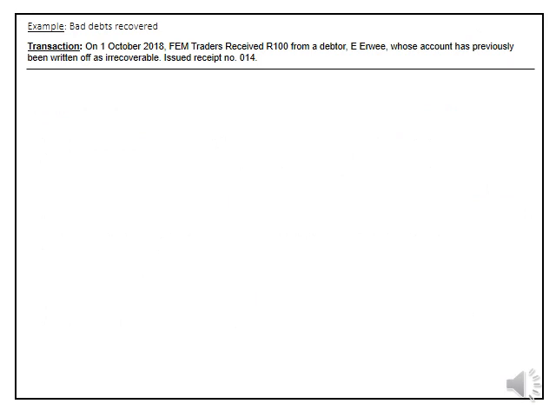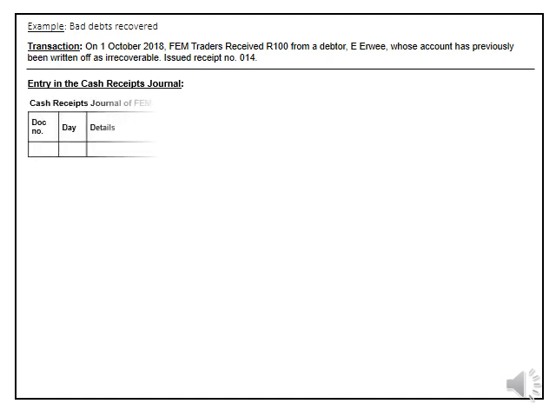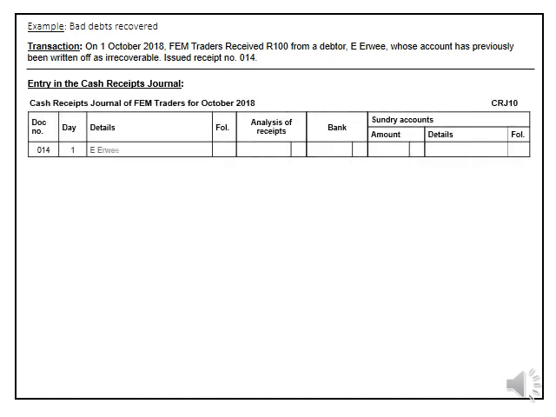Let's look at an example. On the 1st of October, FEM Traders received 100 rand from a debtor, E. Area, whose account has previously been written off as irrecoverable. Issued receipt number 40. Now the entry is made in the CRJ. We receive money, but the reason for receiving money will not be debtors control, but bad debt recovered.